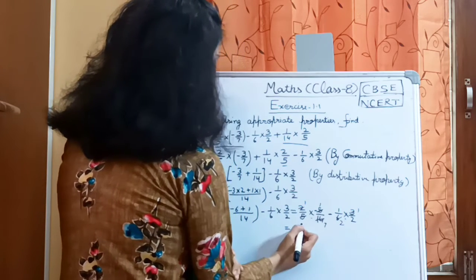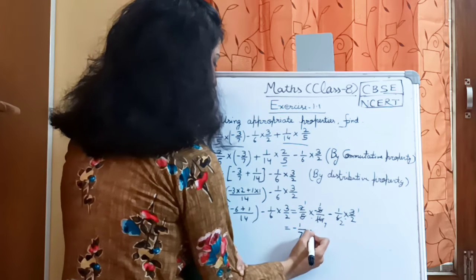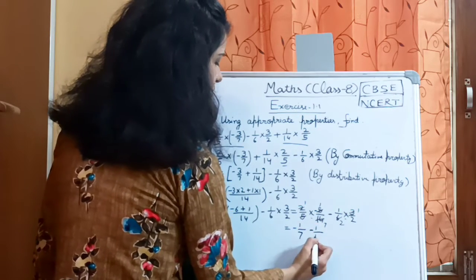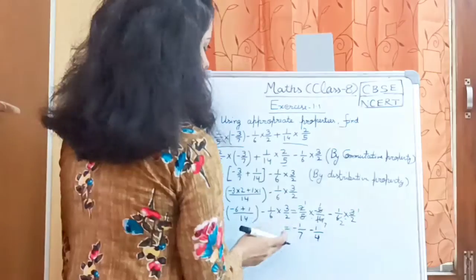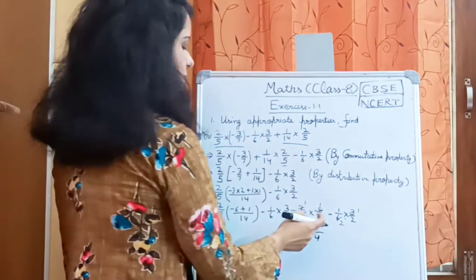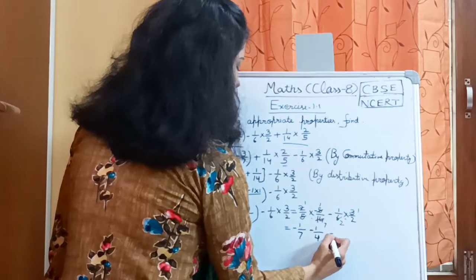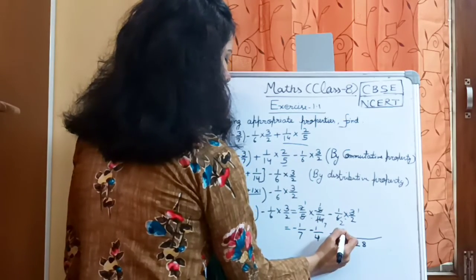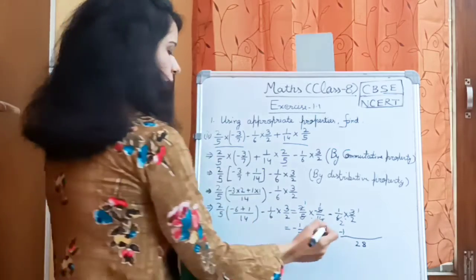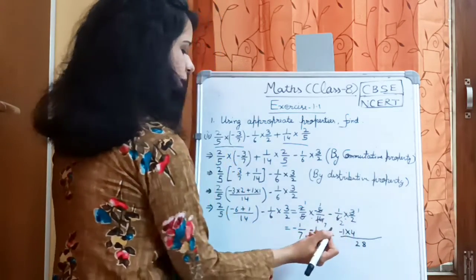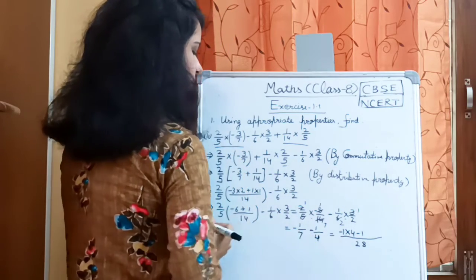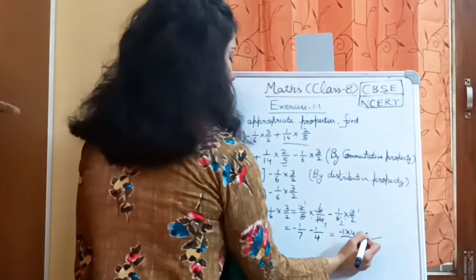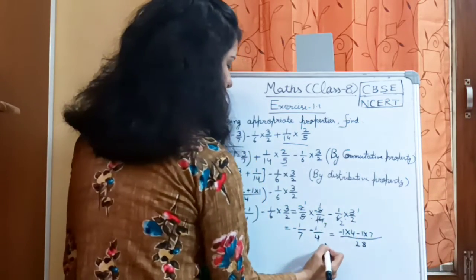Now after solving it, we'll get minus 1 upon 7 minus 1 multiplied by 1, 1 and 2 twos are 4. After solving it, we'll get minus 1 upon 7 minus 1 upon 4. Now just take the LCM, which is 28. We'll write the numerator as it is, which is minus 1, and 7 fours are 28. Minus 1, because the minus sign is here, so we'll write minus here, and the numerator is 1, so we'll write 1 here. 4 sevens are 28. Now just simplify it.